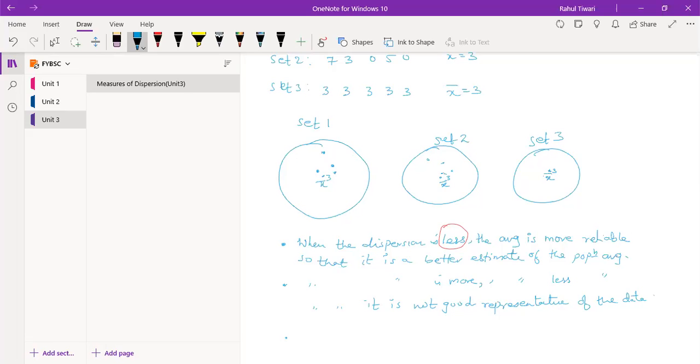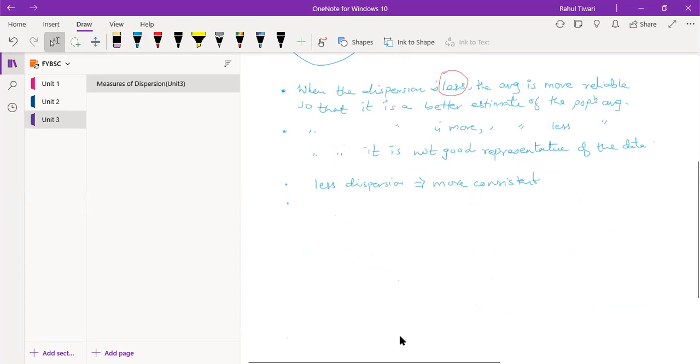Less dispersion implies that the data is more consistent. Similarly, more dispersion implies that the data is less consistent. Okay.